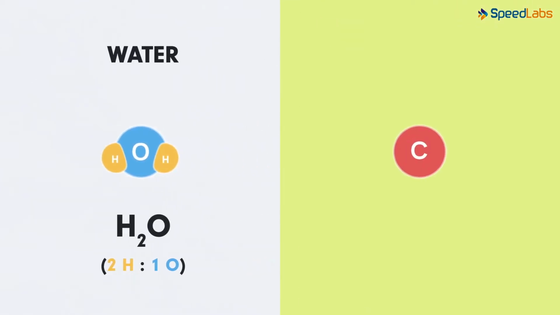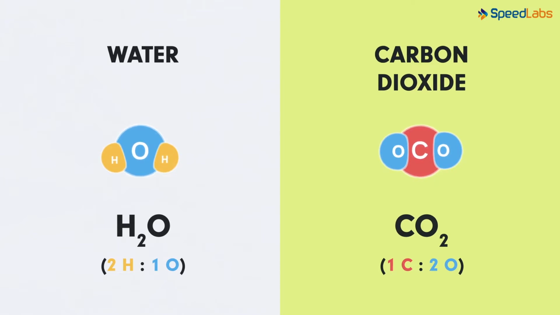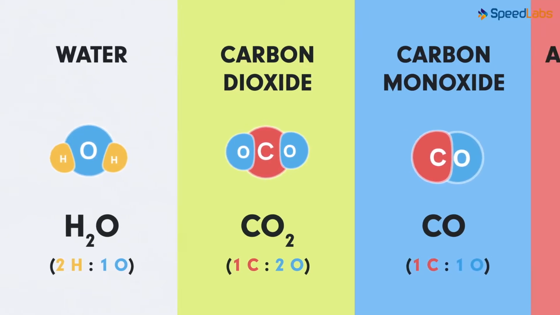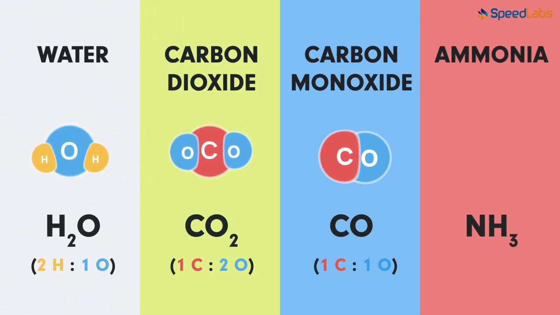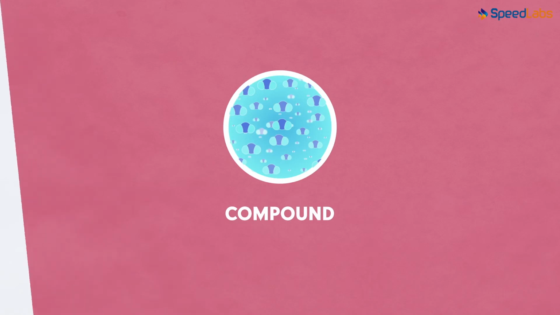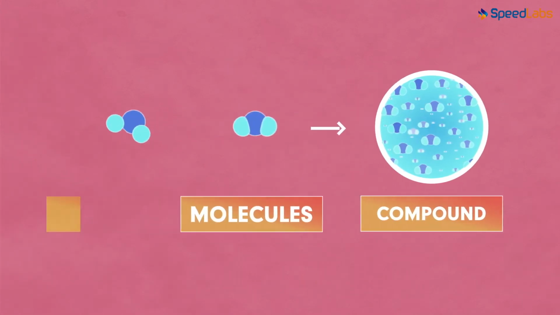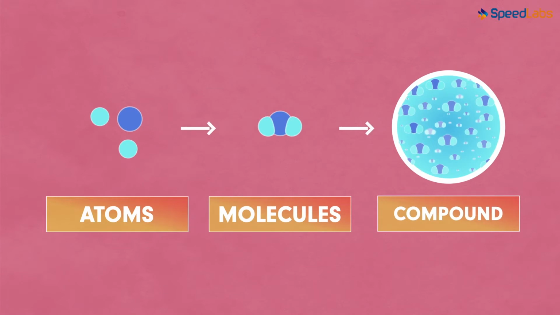Similarly, one carbon atom and two oxygen atoms coming together will give us a molecule of carbon dioxide. On the other hand, carbon monoxide will have each molecule with one carbon atom and one oxygen atom. And ammonia will have a molecule consisting of a single nitrogen atom bonded with 3 hydrogen atoms. Let us understand it in a simple way. Every compound is made up of molecules. The different atoms which make up these molecules are always in a fixed proportion.